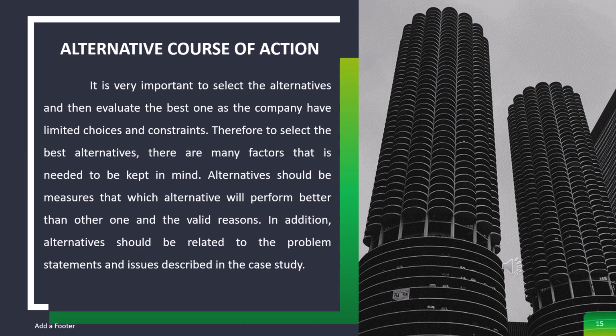Okay, so the next part is the alternative course of action, or ACA. It is very important to select the alternatives and then evaluate the best one, as the company has limited choices and constraints. Therefore, to select the best alternative, there are many factors that need to be kept in mind. Alternatives should be measured on which will perform better than the other, with a valid reason. In addition, alternatives should be related to the problem statements and issues described in the case study.